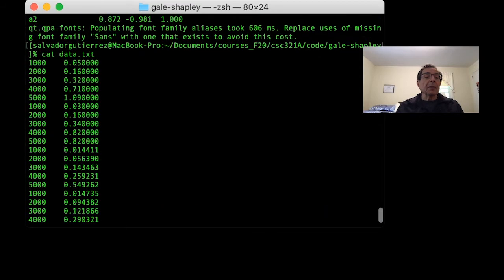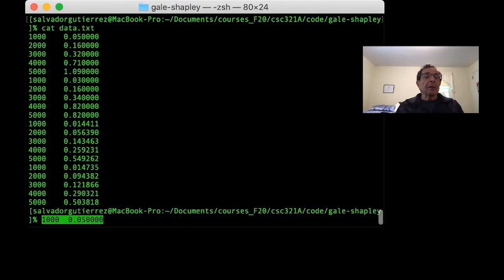And as you can see, we repeat the values. The 1,000 again after we reach 5,000. We run it again with size 1,000, and now we get a different number. In the first case, we had a size of 1,000 for the problem, giving us a time of 0.05.